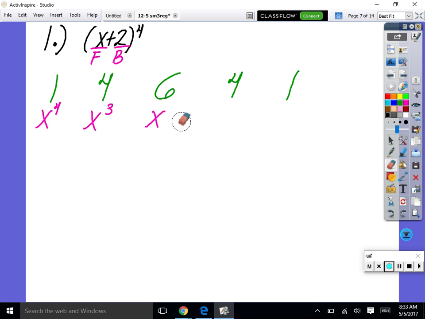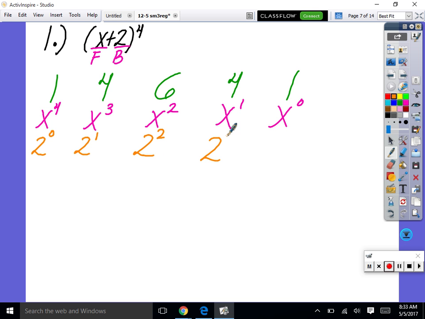X squared, X cubed, X squared, X to the 1, X to the 0. Does everybody see how I know I ended in the right spot, since I started at 4 and ended at 0, and I ended with a coefficient? Then my next one, you're going to do it backwards with the back. So you're going to start with the lowest degree and go up to the highest, which for this one is 4. So you'll do the back thing: 2 to the 0, 2 to the 1, 2 squared, 2 to the third, 2 to the fourth. So you do it backwards.